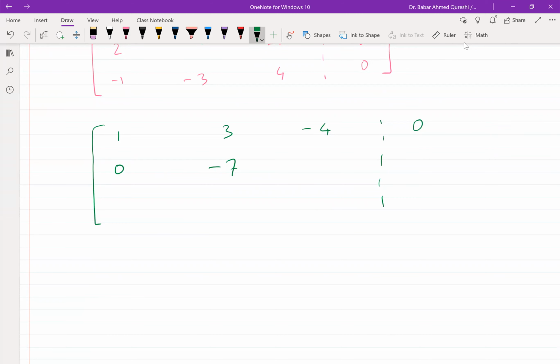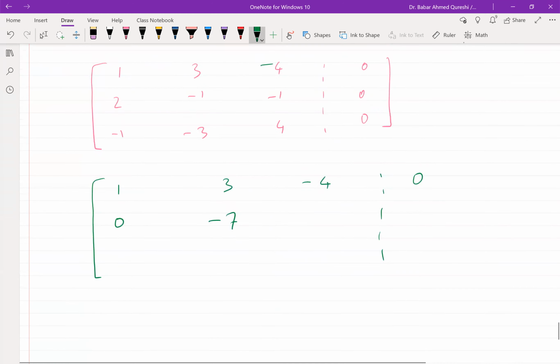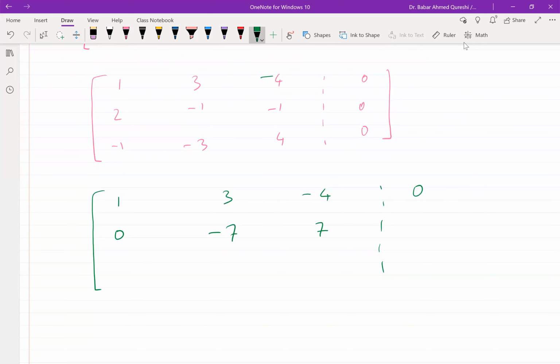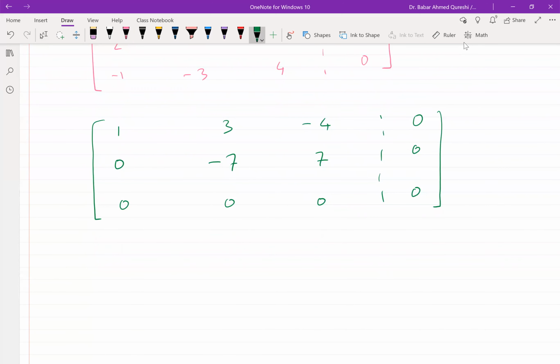So minus 4 times minus 2 gives me 8. Added to minus 1 gives me 7. And then I just add the first row to the last. I get 0, 0, 0. Now I can divide by 7 in the second row. Actually, by minus 7, I get this.